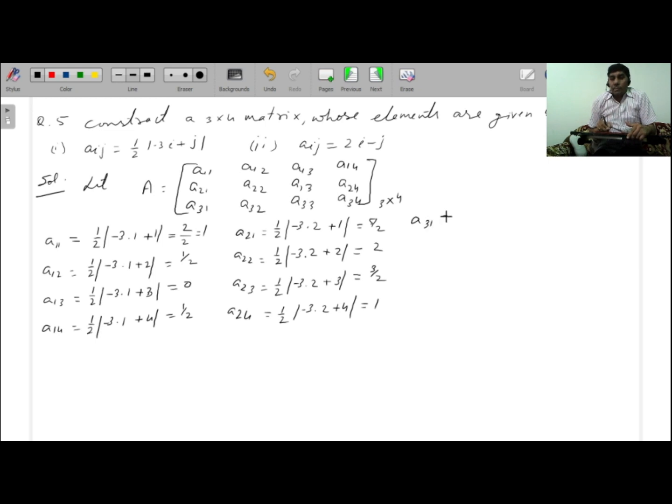A31, 1 by 2 modulus of minus 3 into 3 plus 1. Minus 3 into 3 is minus 9 plus 1 is minus 8. Minus 8 modulus is 8. 8 divided by 2 is 4. A32, 1 by 2 modulus of minus 3 into 3 plus 2. Minus 3 into 3 is minus 9. Minus 9 plus 2 is minus 7. Minus 7 modulus is 7. So 7 divided by 2.